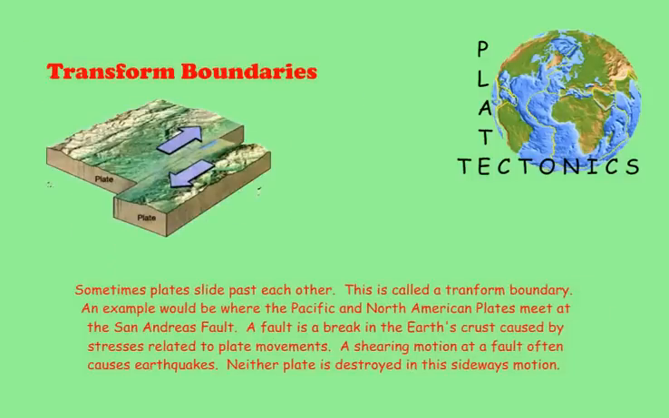Transform boundaries are when two plates slide past each other. This is called a transform boundary. An example would be where the Pacific and North American plates meet at the San Andreas Fault. A fault is a break in the Earth's crust caused by stresses related to plate movements. A shearing motion at a fault often causes earthquakes. Neither plate is destroyed in this sideways motion. So we often see faults and earthquakes happening at transform boundaries.